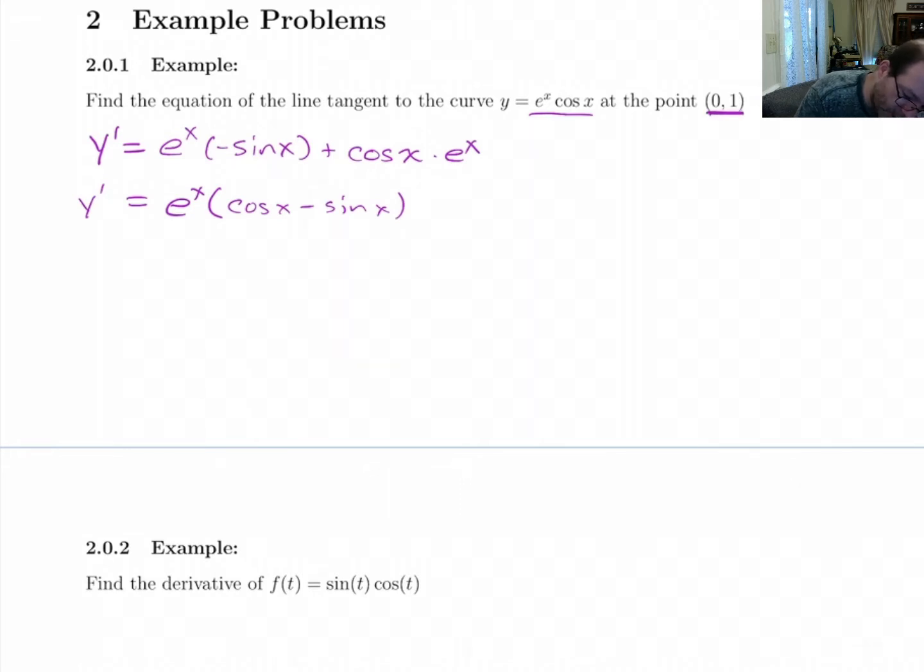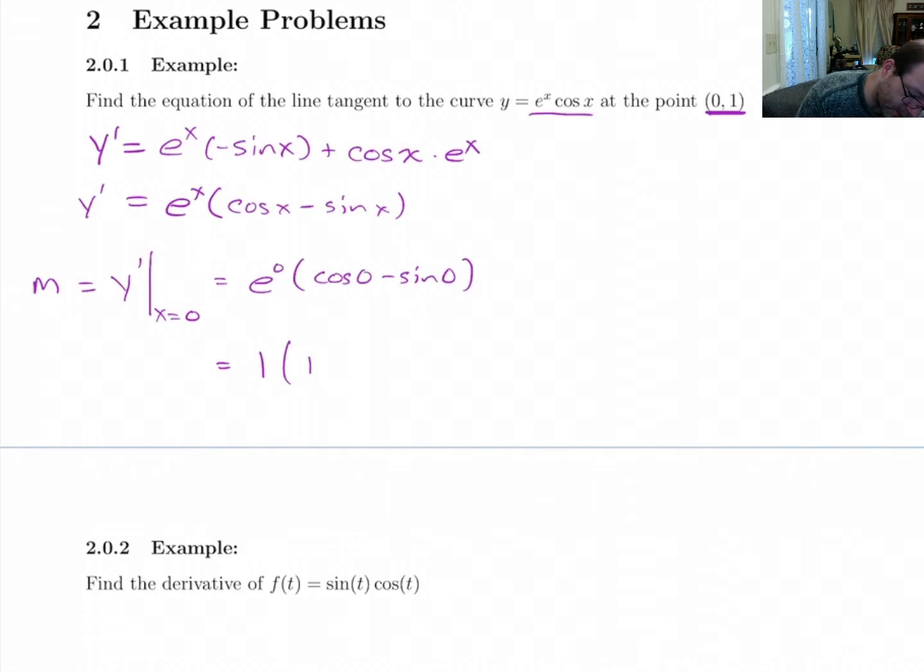They've given us the point here, so really all we need to do is come up with the slope and then plug into point slope form. So the slope is going to be y prime evaluated at x equals 0. That notation is used sometimes to mean whatever this expression is evaluated at this value of x. So this is going to be e to the 0 times cosine 0 minus sine 0. And e to the 0 is 1, cosine of 0 is 1, sine of 0 is 0. So our slope here is 1.